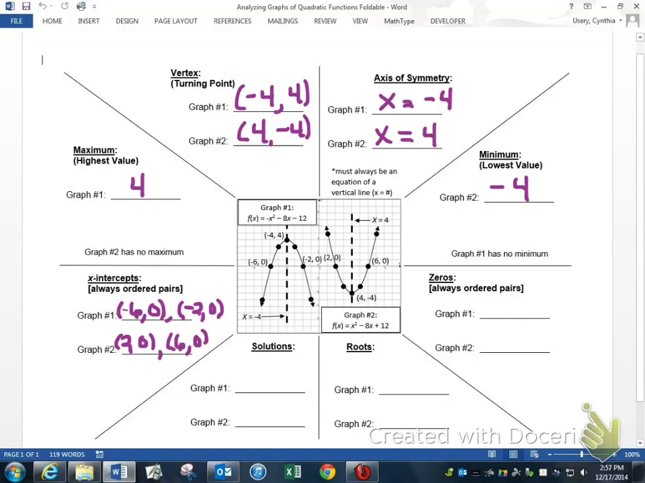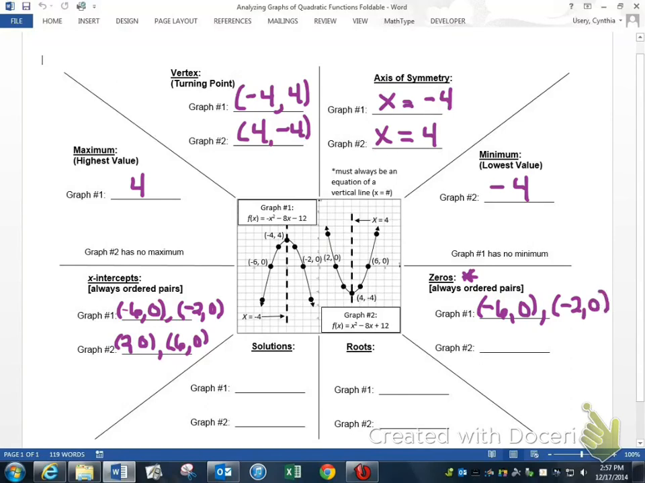Those are important points. If we go over to zeros, that would be over here. Zeros are the same things as x-intercepts, and you list them the same way. You list them as ordered pairs. So on graph number 1, what a zero means is where your y value is 0. And so it's an ordered pair where your y is 0. So on number 1, it would be negative 6, 0, and negative 2, 0.